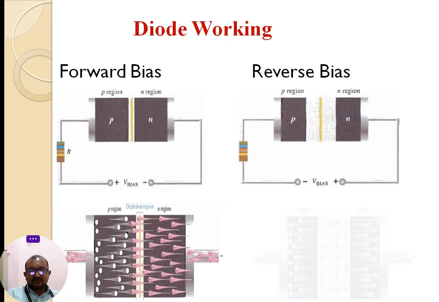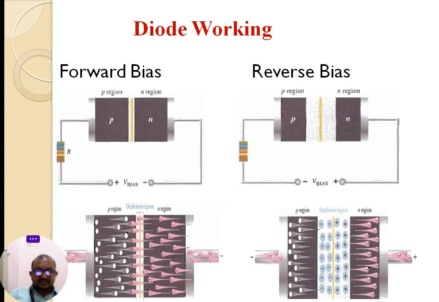Please see the figure. In this figure, we can say that in forward bias condition, the depletion layer is very small. In reverse bias condition, the depletion layer is very large. That means no current can flow in a reverse bias condition, and current will flow in a forward bias condition.